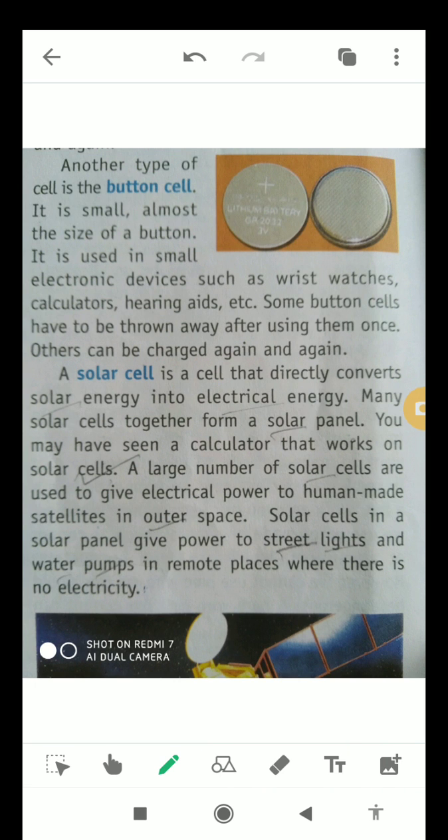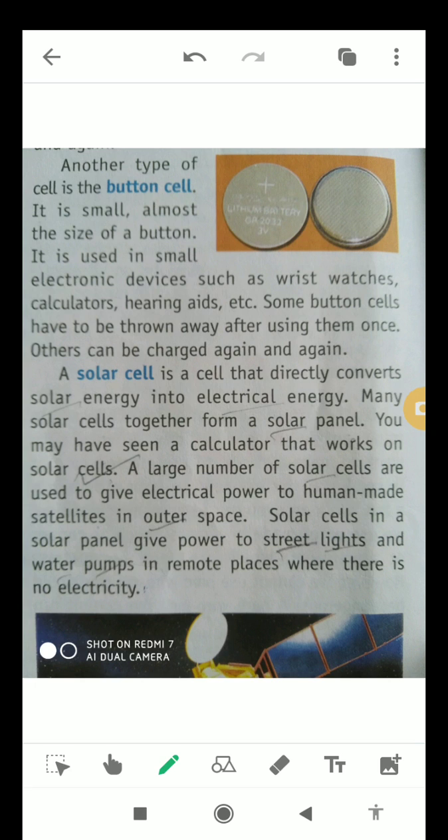Now another type of cell you can see in the diagram is the button cell. We call it the button cell because the size of this cell is just like a button. It is small and, as I told you, almost the size of a button. It is generally used in small electronic devices such as wristwatches, which we generally use on the wrists, calculators, hearing aids, etc. Some button cells have to be thrown away after using them once. Okay students, others can be charged again and again.